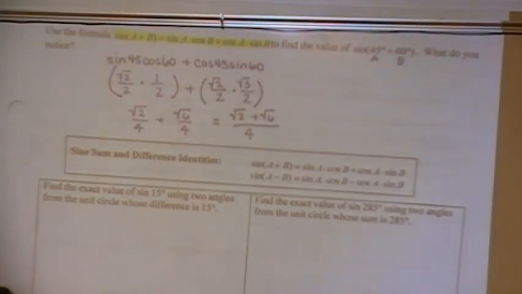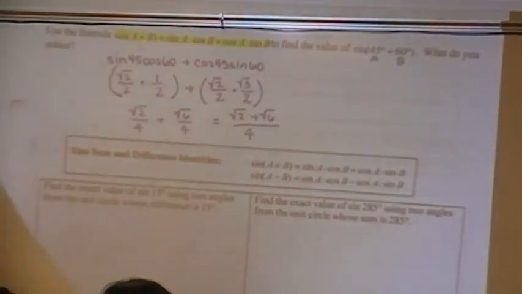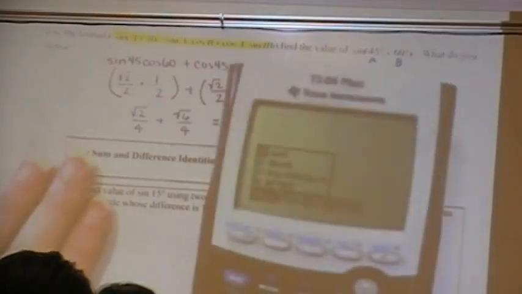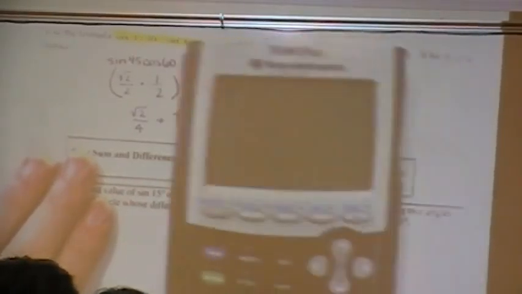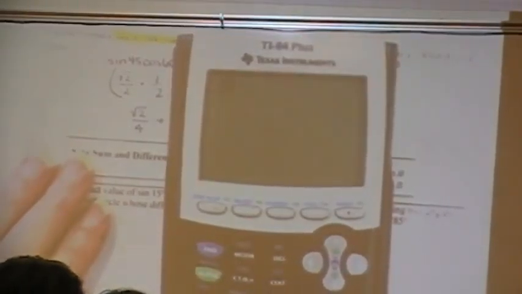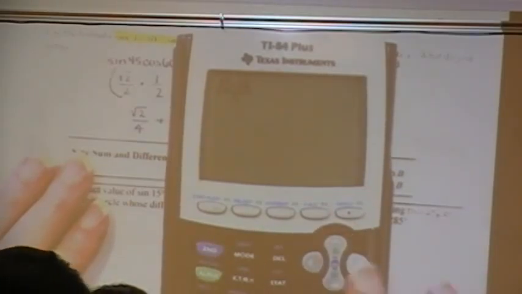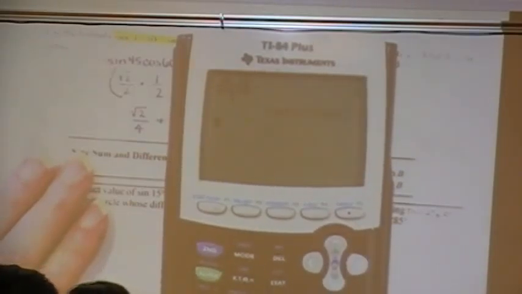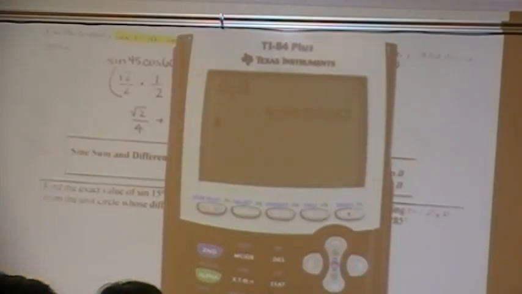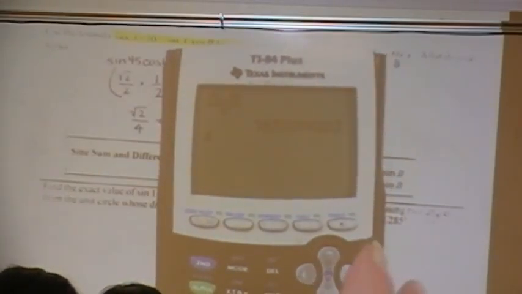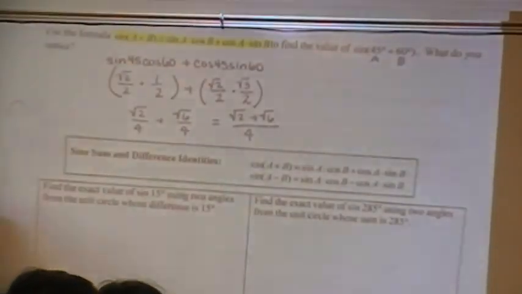Okay, so now what I'm going to do is just check and see if this gives me the same value that I got at the top of the page. So I'm going to plug in my calculator square root of 2 plus the square root of 6 over 4. And I got 0.9659, which is 0.966, which is exactly what I got at the top.